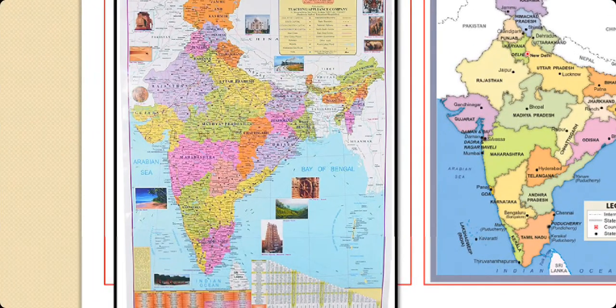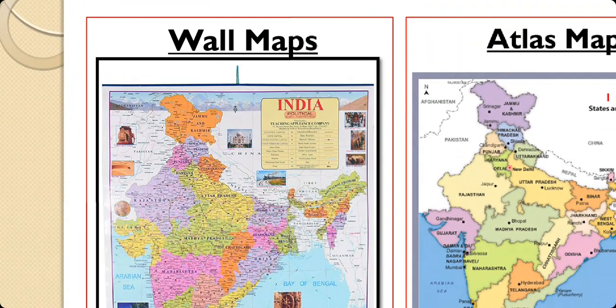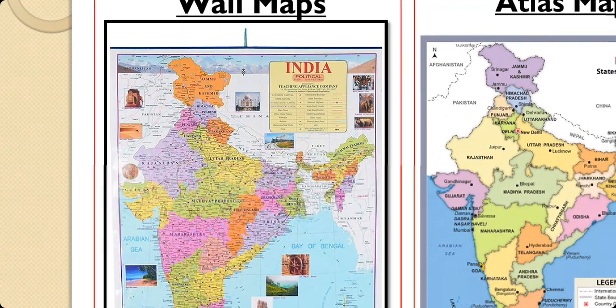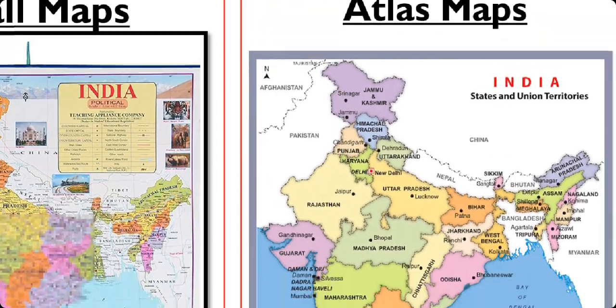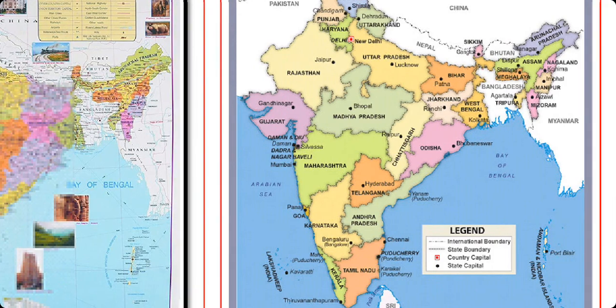Now, the example on the left is a wall map, and the one on the right is an atlas map. It's taken from an atlas.